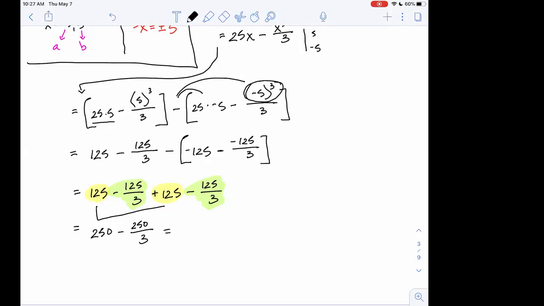And now I only need to change one term into a fraction with the same denominator. Now I only need to change this 250 into something over 3. So 250 is the same as 750 over 3 minus 250 over 3, which will give me a total of 500 over 3.